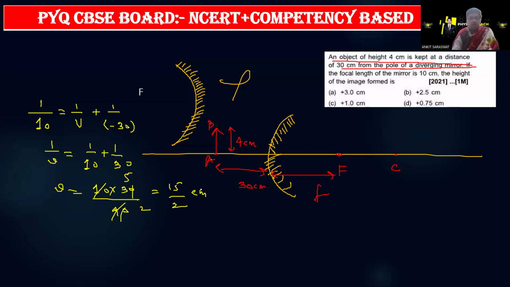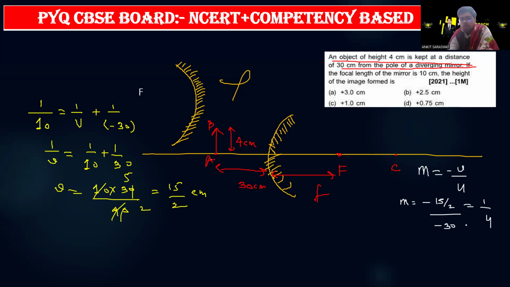Okay. I think up to this, no doubt. v comes out to 15 by 2. Next, they are asking the height of the image. So find the magnification. Magnification in the case of a mirror is minus v by u. v is 15 by 2, u is minus 30. So it comes out to be 1 by 4.